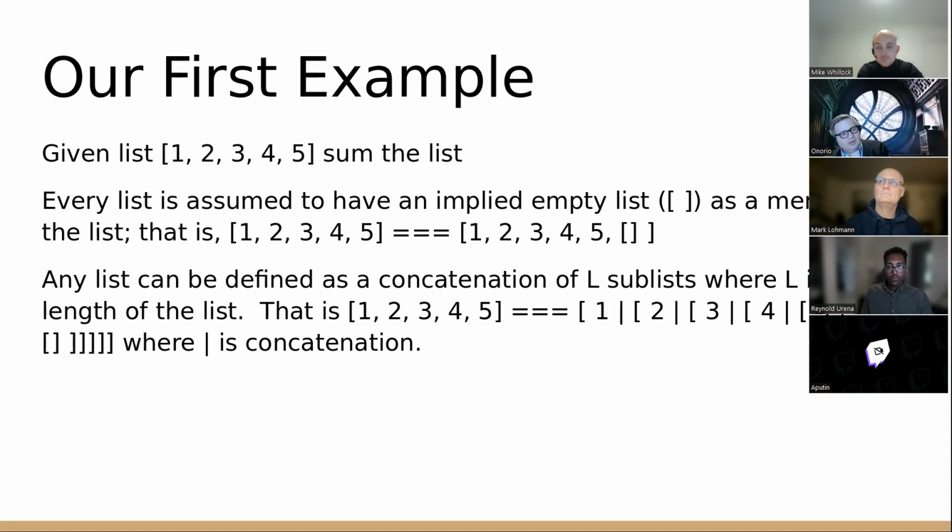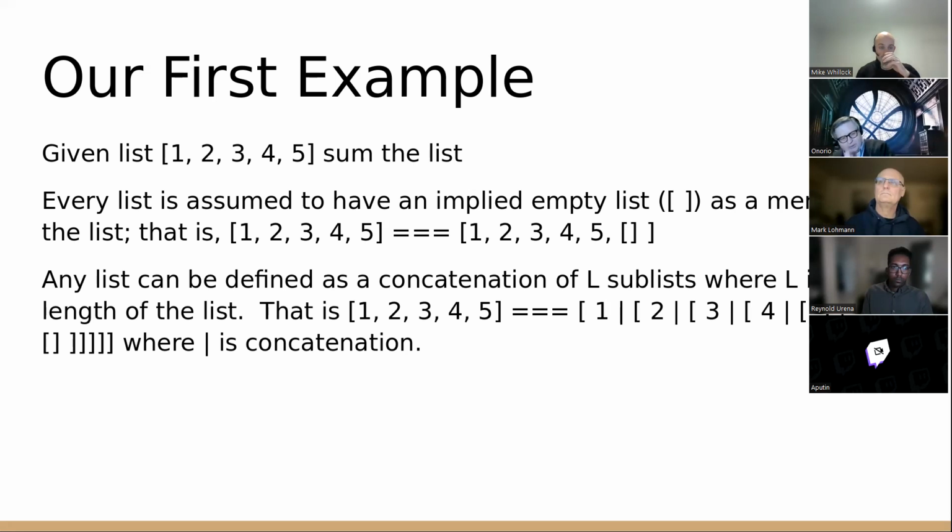And those are relative terms. If I have that list there, 1, 2, 3, 4, 5, right now the head is 1. But if I got rid of 1, and then I consider 2, 3, 4, 5, the head is 2. So the head is not always going to be a specific element; it's just the first element in the list.